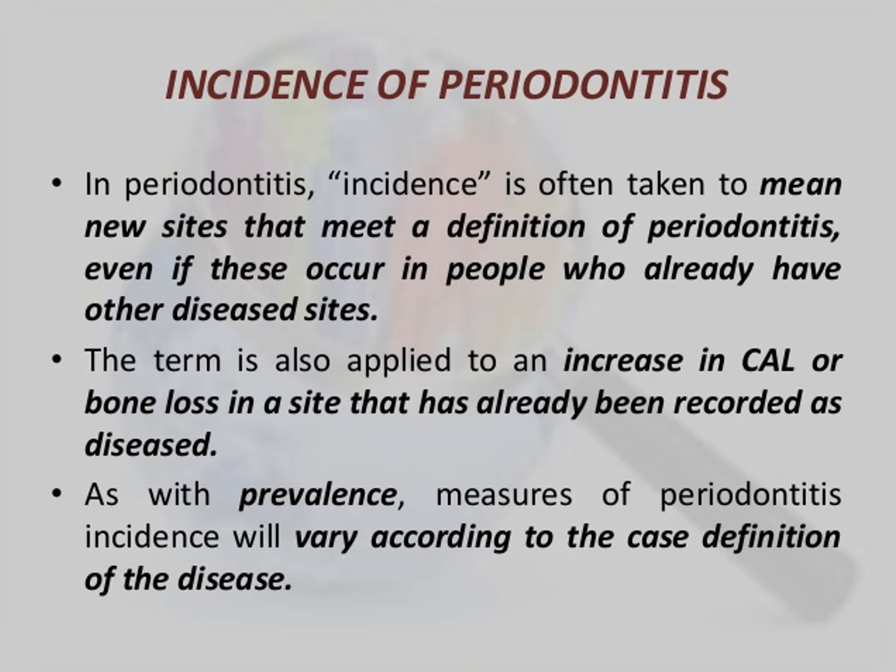And what about the incidence of periodontitis? I have already told you about the difference between incidence and prevalence. Incidence is the number of new cases and prevalence is both old and new cases. In periodontitis, incidence is often taken to mean new sites that meet a definition of periodontitis, even if these occur in people who already have other diseased sites.